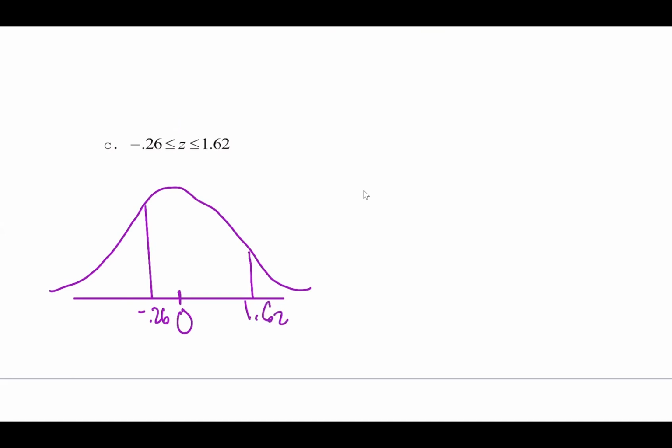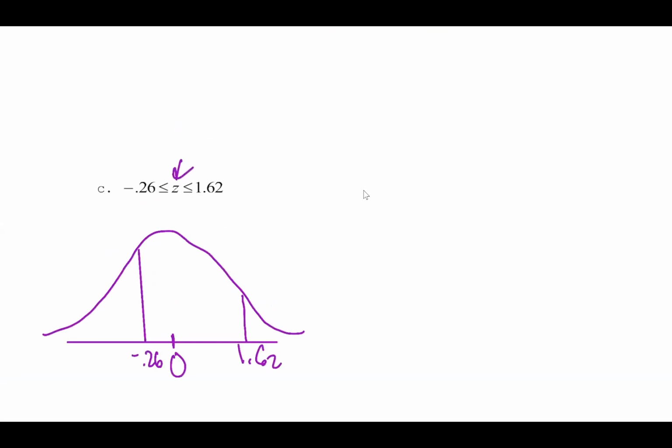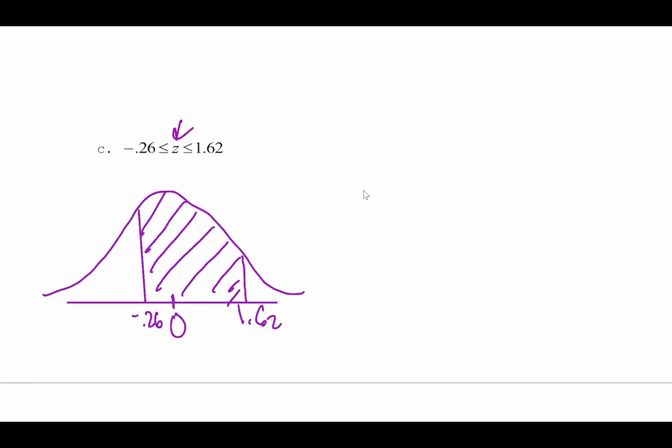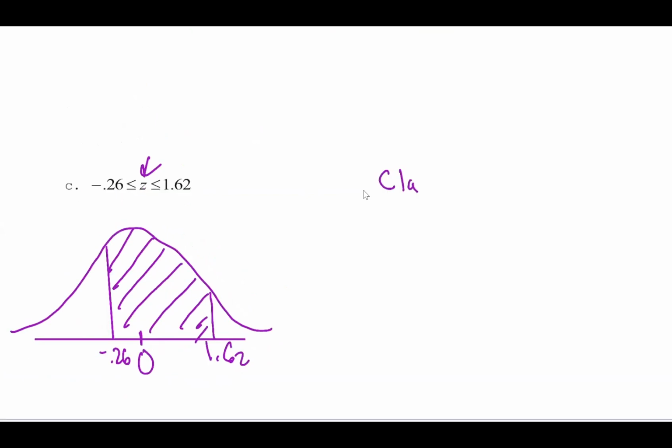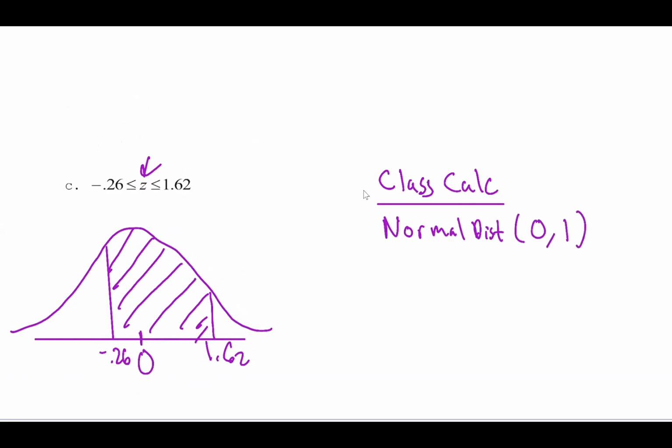So this is telling us we want to shade the middle portion. So we want to find the probability that is in between those two values. So let's figure out what we should put in ClassCalc. In ClassCalc, the first thing you want to do is go to normal distribution, and make sure that you put that the mean is 0, standard deviation is 1.